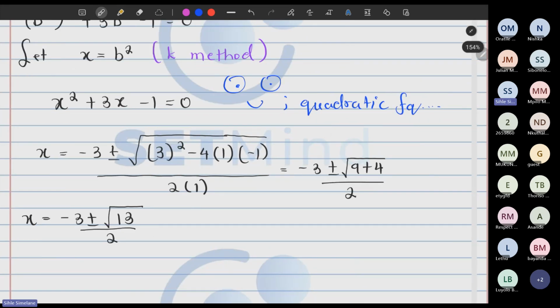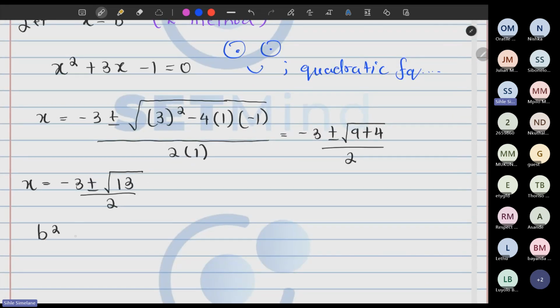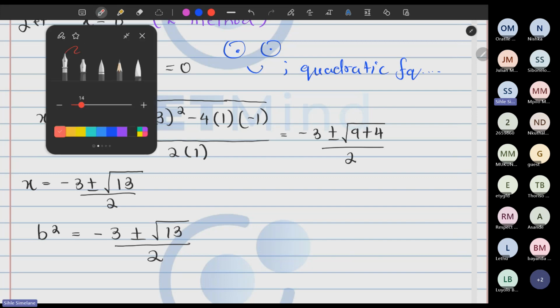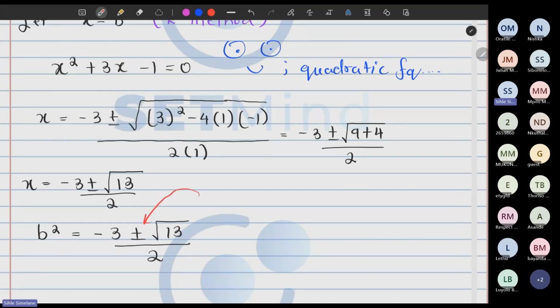However, because we are smart, we remember that we didn't have any X here. So X is B squared. So I'll come back and say B squared is equal to negative 3 plus or minus the square root of 13 divided by 2. So now I need to put in some focus on the plus and minus there. We know that our equation always has a plus or minus, but then I need to choose, am I going with the plus or am I going with the minus?